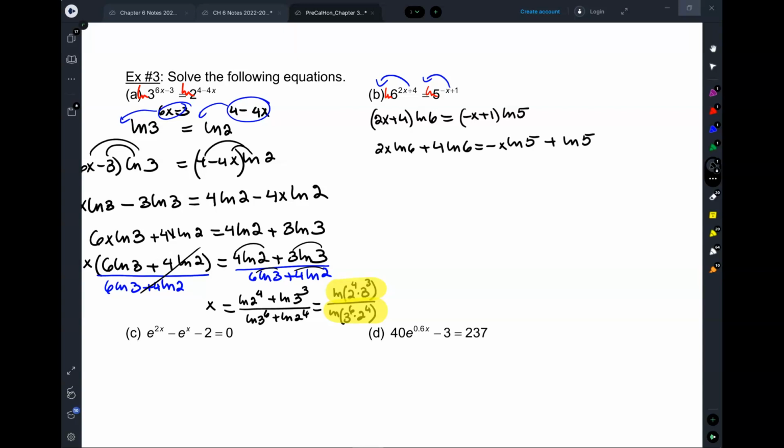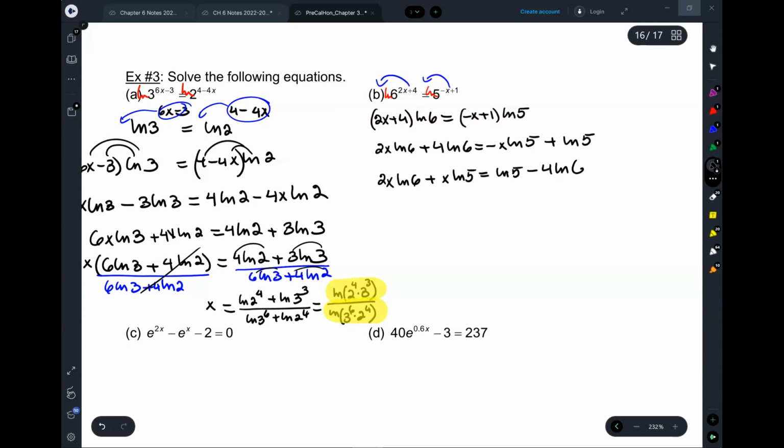Bring all the x's to one side. So 2x ln of 6 plus x ln of 5, ln of 5 minus 4 ln of 6.